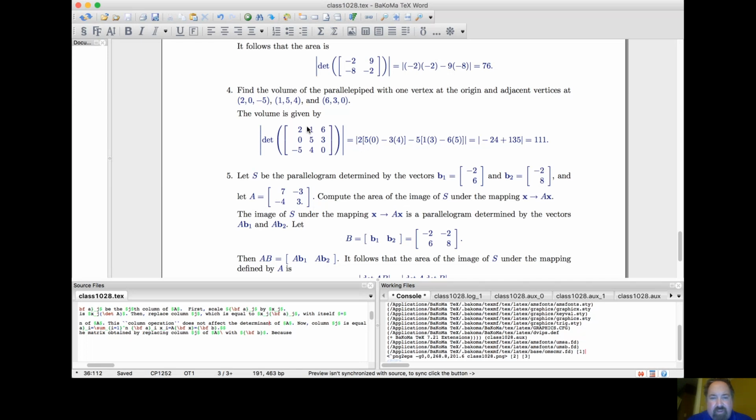So I'm just going to do a cofactor expansion along the first column. So I have 2 times the determinant of this matrix, 5, 3, 4, 0, and then nothing, and then minus 5 times the determinant of this matrix, 1, 6, 5, 3. So this 2 by 2 determinant goes here, and you wind up with a volume of 111.